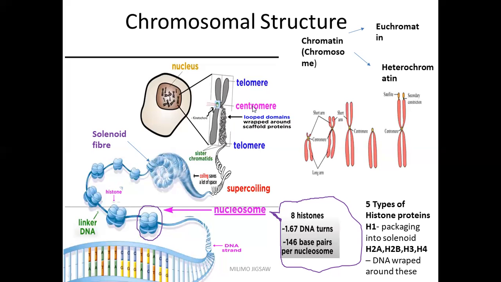And then we can also see the telomere. Of course, I am going to explain about the telomere later. And then we have what is known as chromatin, which makes up the chromosome. So the chromosome is made up of chromatin, and chromatin is made up of DNA, RNA, and proteins as well.